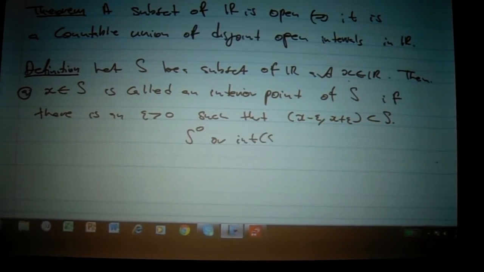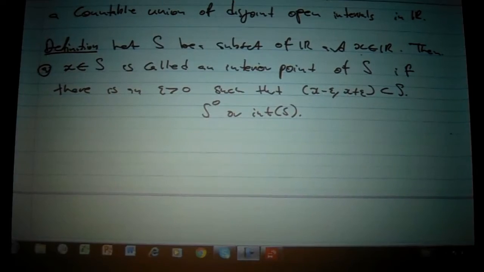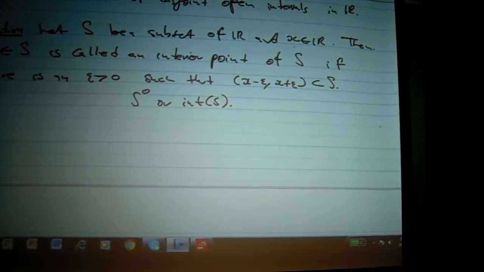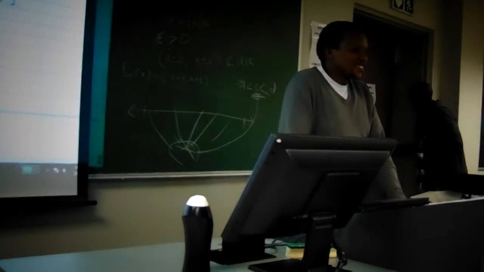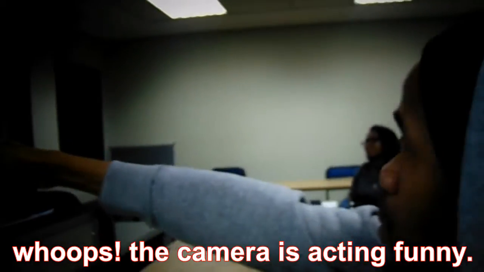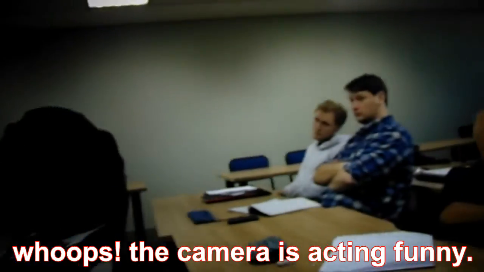Or the interior of S, with an empty interior. Rationals. Of course, it's the rationals. Wait, what set was this where you couldn't draw this ball? Which one? That set. The irrationals, that one. You can't find an interior point because you can't draw a ball around any point.